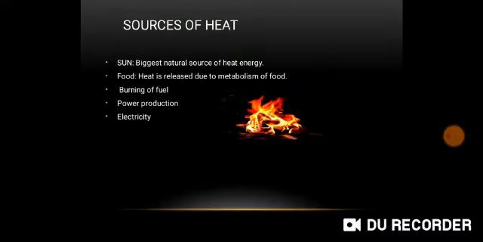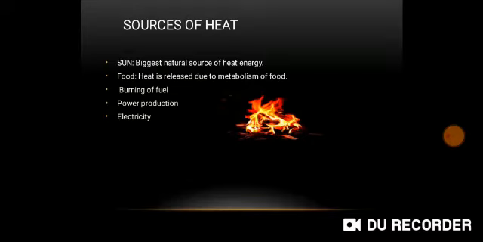Sources of heat. Sun is the biggest source of heat and it is the biggest natural source of heat. There are other sources as well, but sun is the biggest natural source. The other sources are food. We eat food. Food goes into our body. It is broken down by the process of metabolism and heat energy is released. We use that heat energy to perform different activities of our daily life.